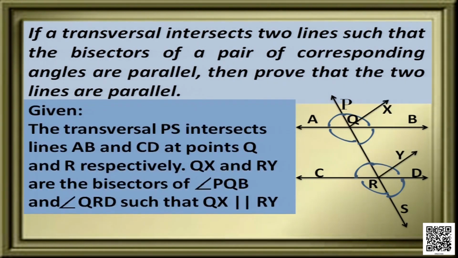Given that the transversal PS intersects lines AB and CD at points Q and R respectively, QX and RY are the bisectors of angle PQB and angle QRD such that QX is parallel to RY. Then what to prove? We have to prove that AB is parallel to CD. Proof.